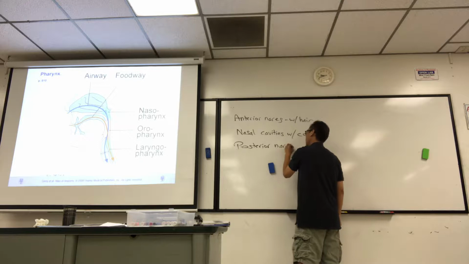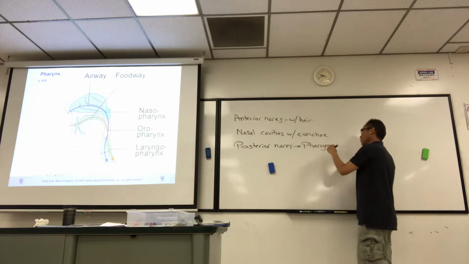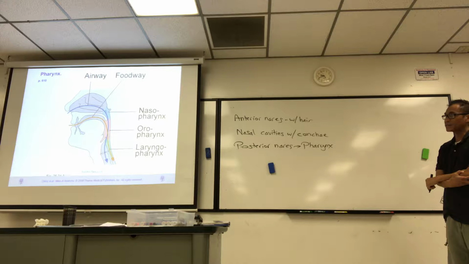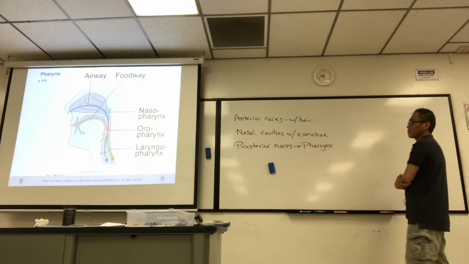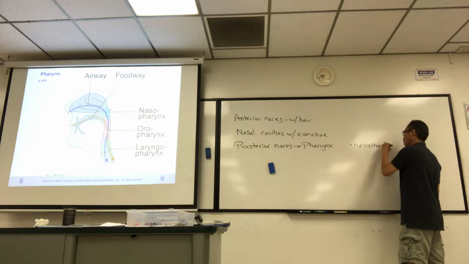That'll lead to the pharynx. And it's color-coded, so I don't have to color it in. The pharynx is the throat, and it basically has three regions. The region posterior to the nasal cavities, nasal pharynx. The region posterior to the oral cavity is the oral pharynx.